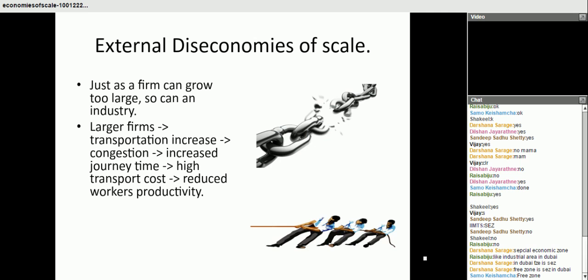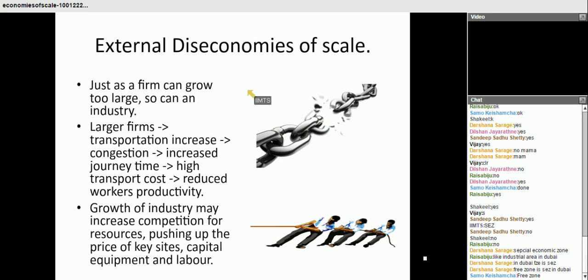So now comes the external diseconomies of scale. Now what are the diseconomies? Diseconomies means when instead of getting benefited due to the increase in size, the firm gets into trouble. Its cost increases. That is diseconomy. Just as a firm can grow too large, so can an industry. So what are the problems? If the firm is large, there can be transportation problems. There may be congestion in the city, in the firm itself. The journey time may be higher, transport costs will be more, and workers' productivity will be very less then.